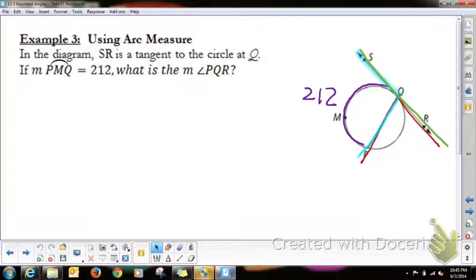So we could have said we know that PQS is 1/2 of the arc that it intercepts. So 1/2 of 212 is going to be 106. And therefore, these two angles, PQS and PQR, are a linear pair. So then I could say that 180 minus 106 gets me to 74 that way too. Either way, we'll practice this more in class. Make sure you write down any questions that you might have.